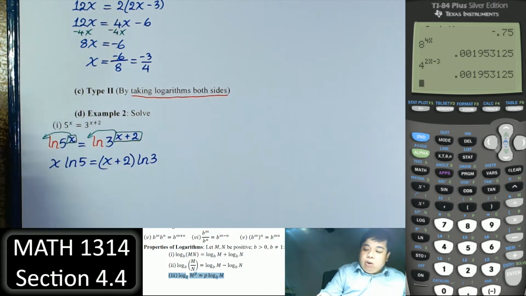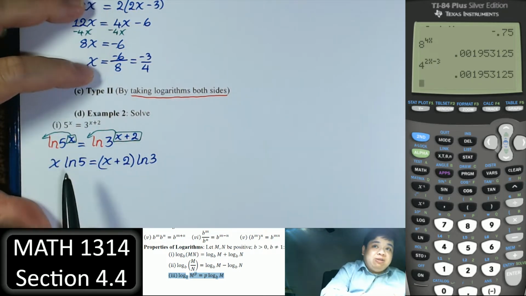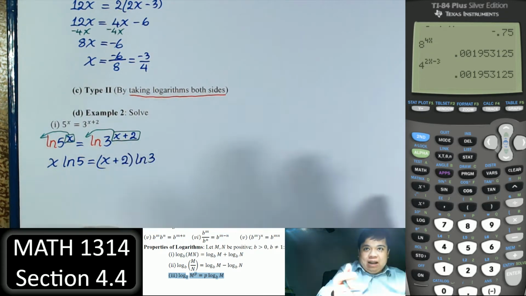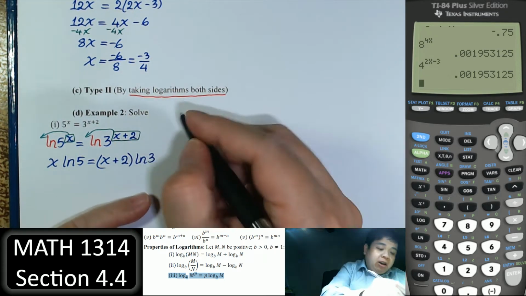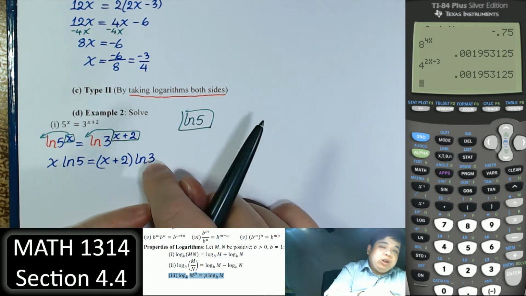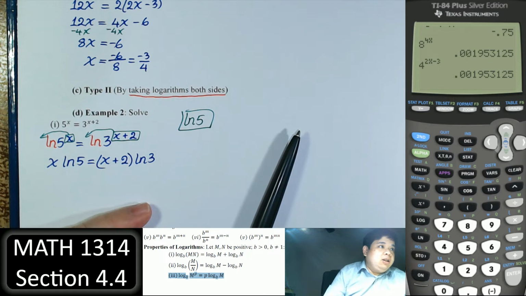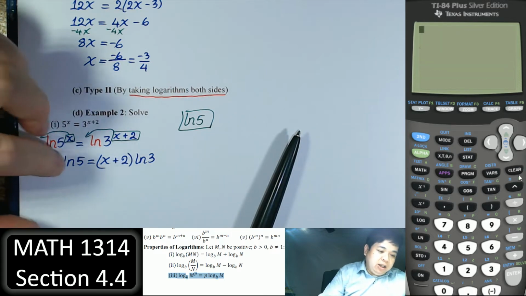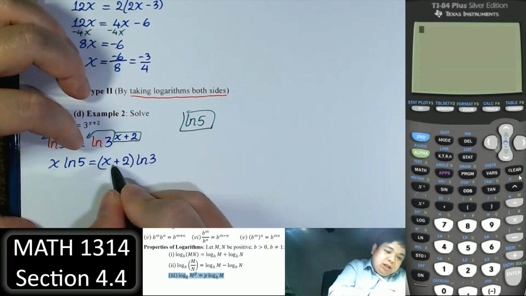Right? By the way, whatever you do, ln of 5 together is 1 unit. It's not ln and 5, it's ln of 5. And ln of 5 is 1 unit, or ln of 3 is a number. Ln by itself doesn't mean anything. So this is 1 unit.